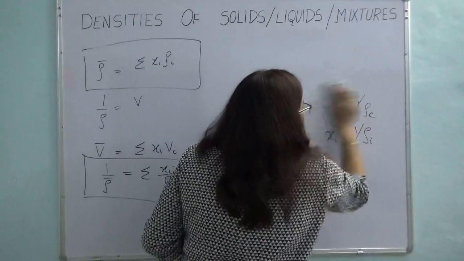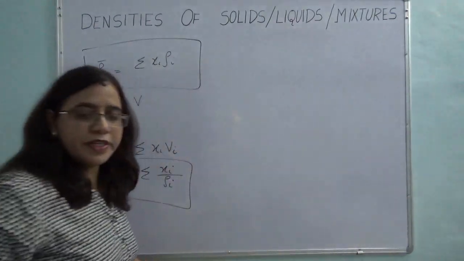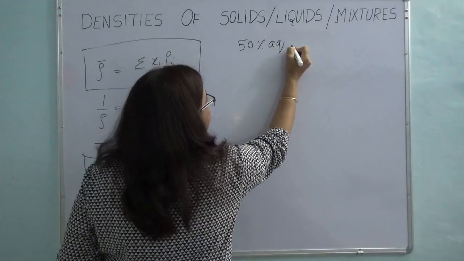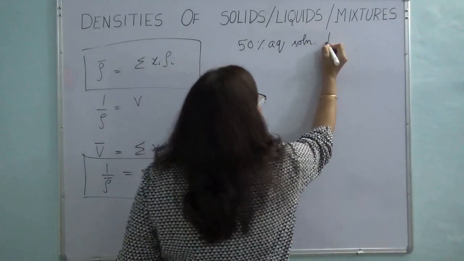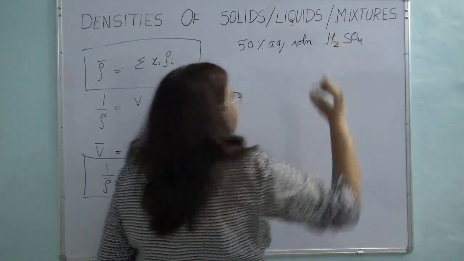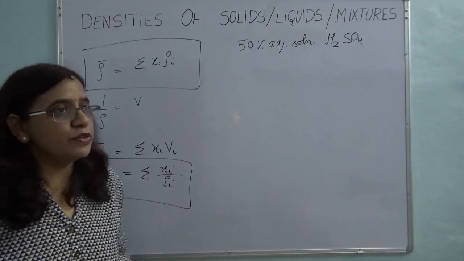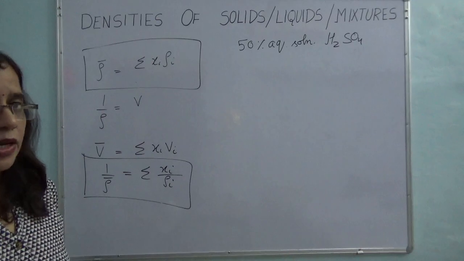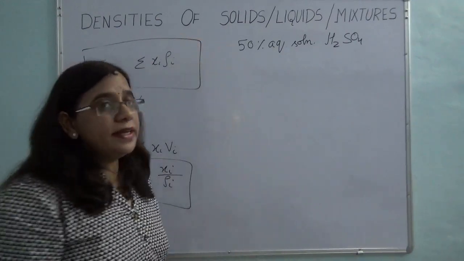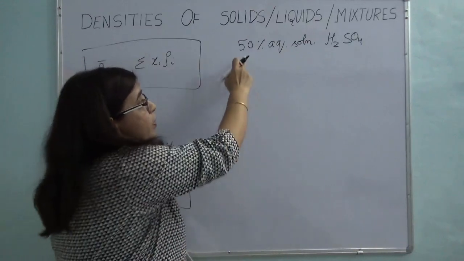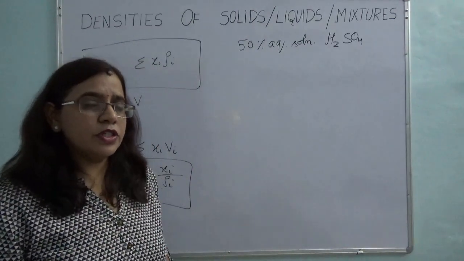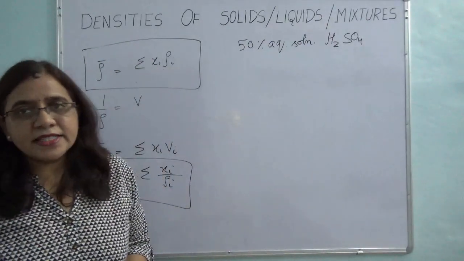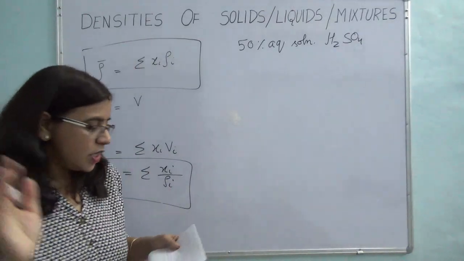Okay, let's do that. Just for explanation, I have a 50% aqueous solution of H2SO4 which I am handling. Now I know the volumetric flow rate of the solution, but in order to do any calculation I have to convert this into mass flow rate. For that I require density, so I will find out the density. If it is a 50% aqueous solution, what is the mass fraction of water and H2SO4? That will be 0.5, so XA and XB are 0.5 each.